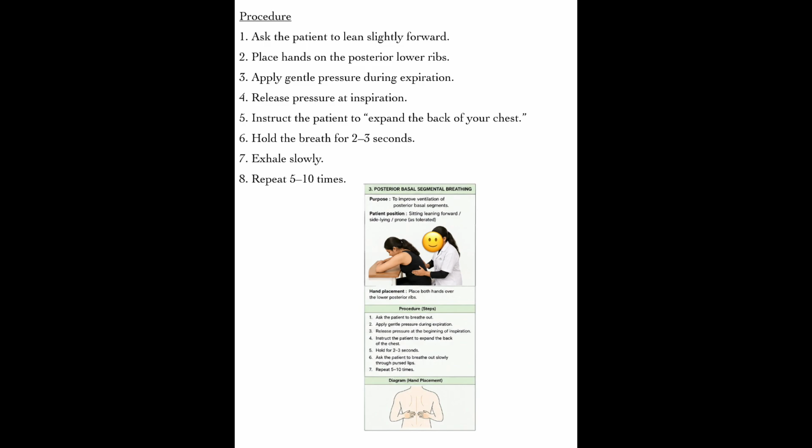As you can see in the diagram, the therapist is standing behind the patient and both the hands posterior to the ribs, and asks the patient to inhale and exhale slowly and gives inward and downward pressure.